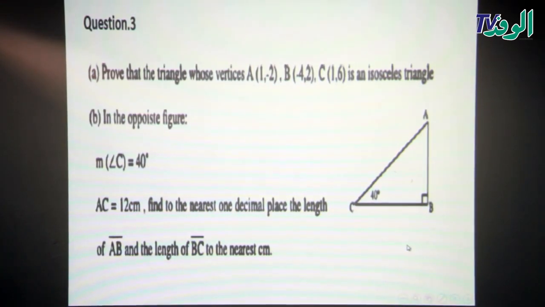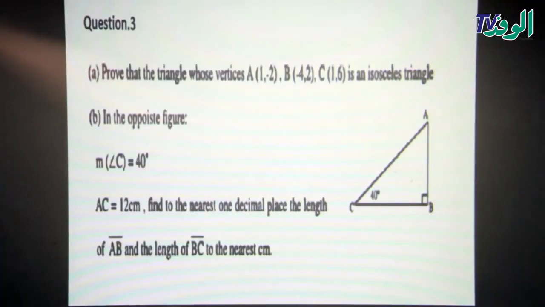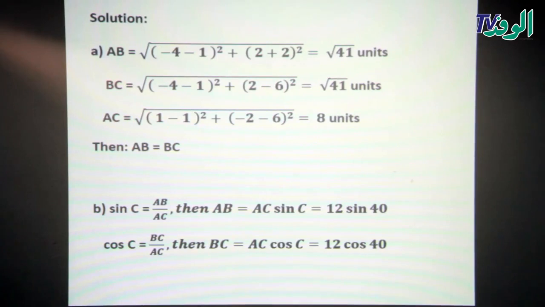Number A, prove that the triangle whose vertices are 1 negative 2, negative 4 2, 1 6 is an isosceles triangle. To answer this one we have to find the three side lengths of the triangle. يعني لازم نجيب AB, then BC, then AC. لازم هنلاقي في منهم اتنين قد بعض يبقى كده we have isosceles triangle زي ما هنشوف اهو.